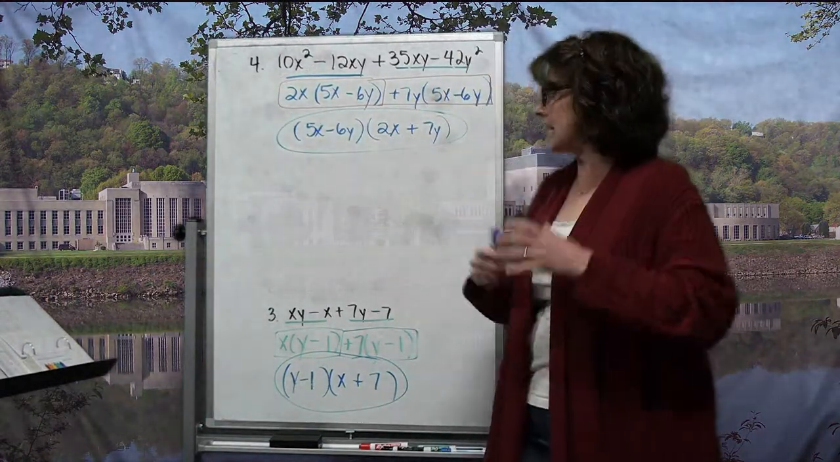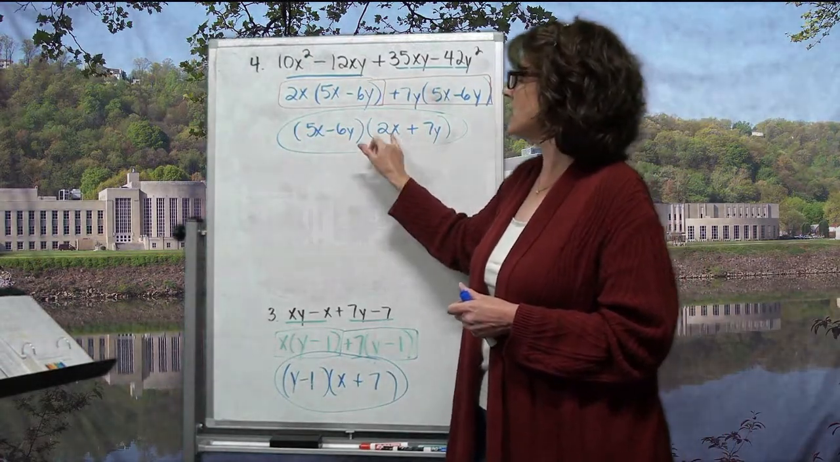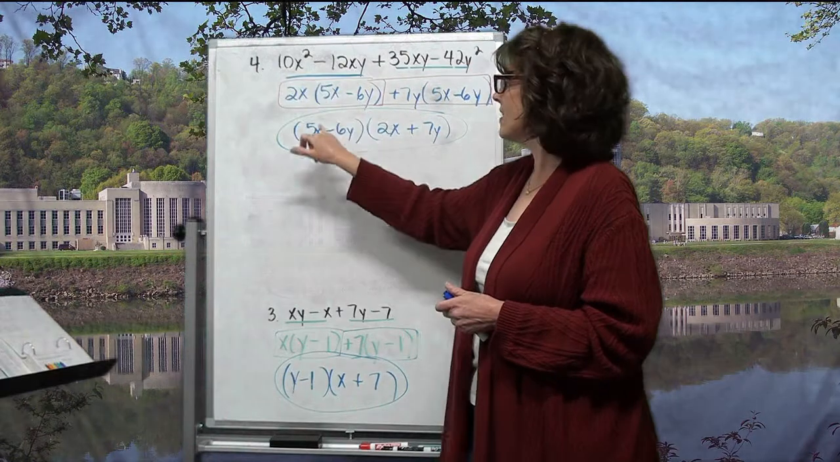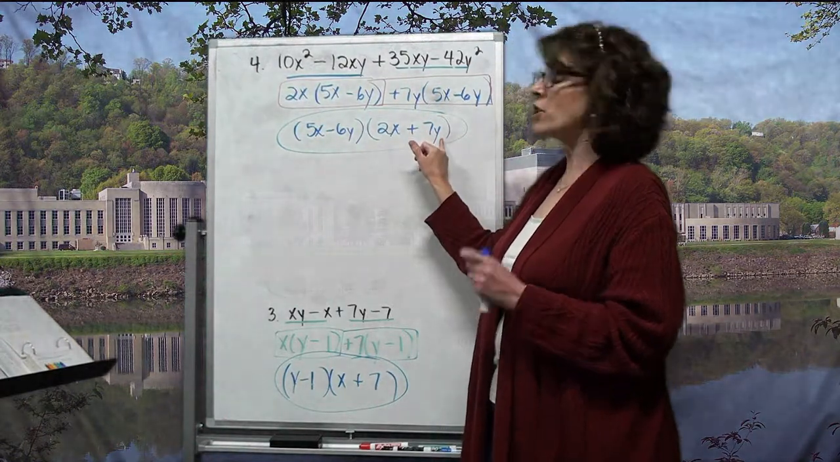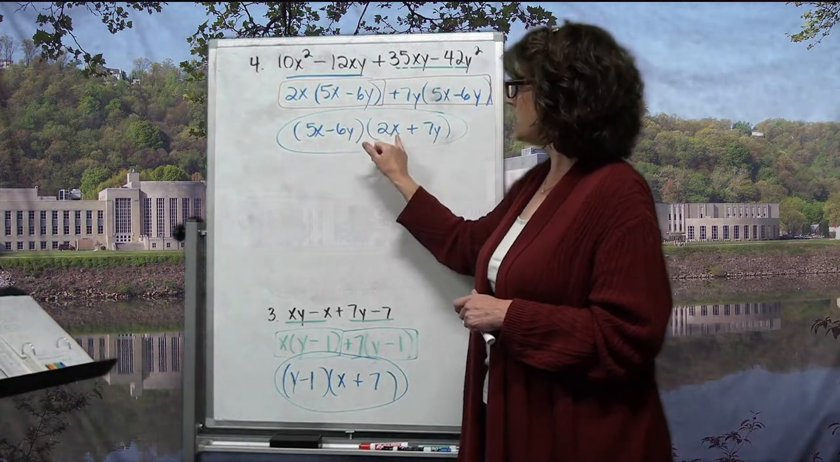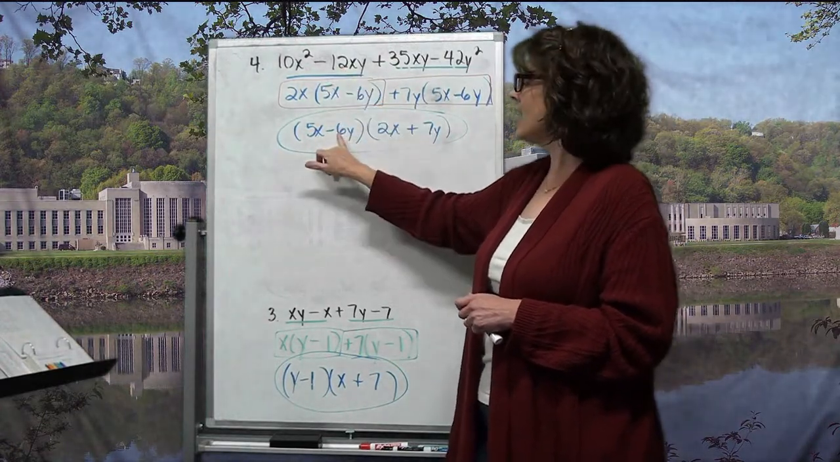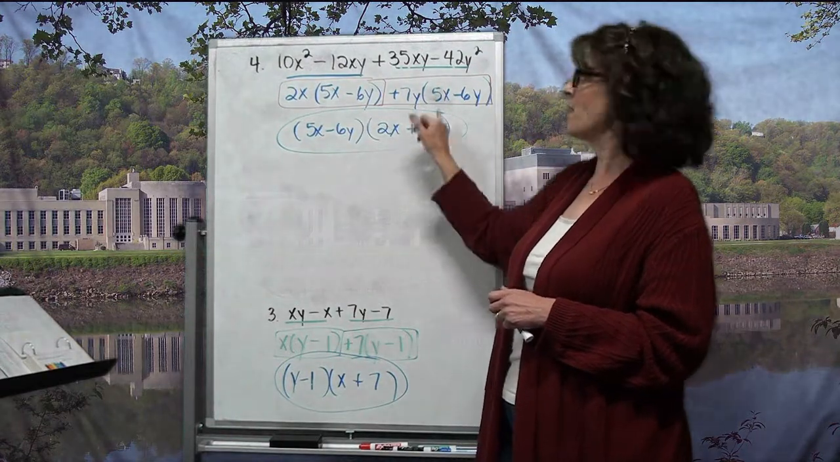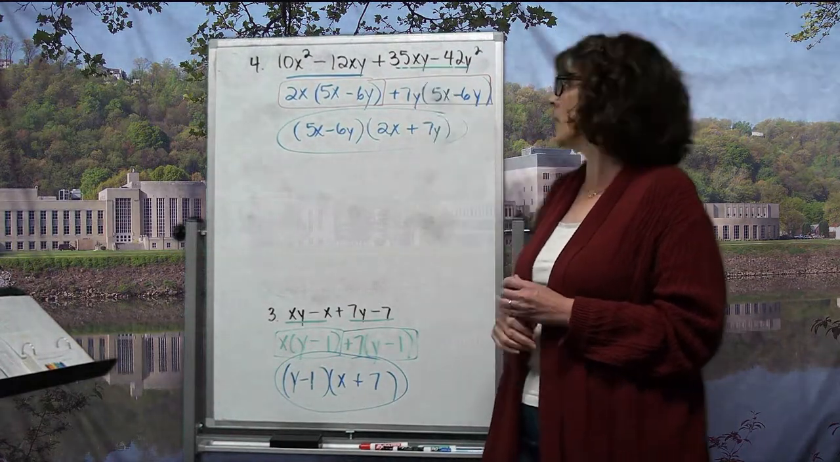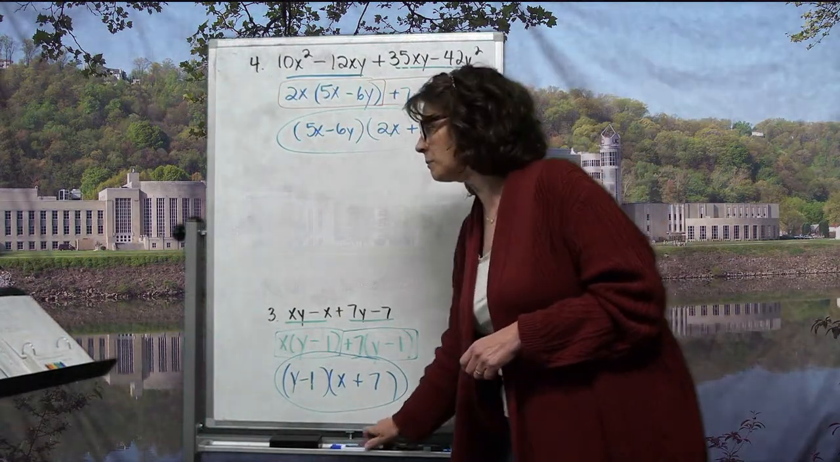And notice, yet again, I can distribute and get back to the beginning. 5x times 2x is 10x squared. Bam, there it is. 5x times 7y is a 35xy. Bam, there it is. Negative 6y times 2x is a negative 12xy. Bam, there it is. And negative 6y times 7y, sure enough, negative 42y squared. So this is the correct factored form.